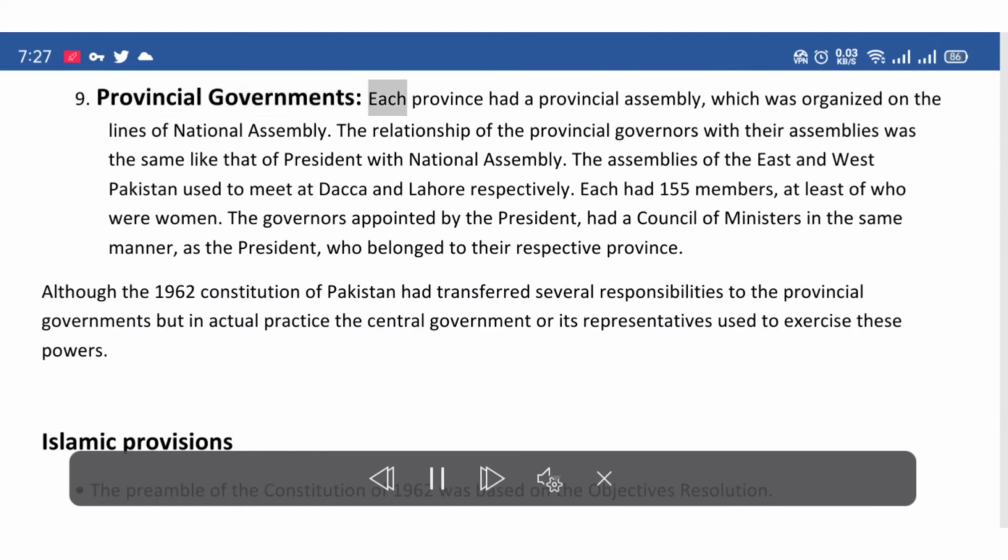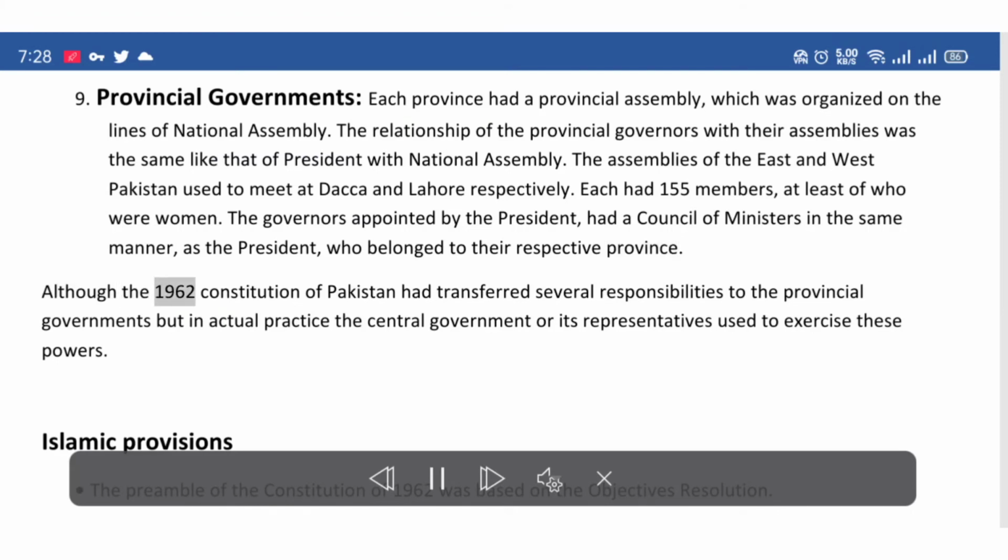Provincial governments. Each province had a provincial assembly, which was organized on the lines of the National Assembly. The relationship of the provincial governors with their assemblies was the same as that of the President with the National Assembly. The assemblies of East and West Pakistan used to meet at Dhaka and Lahore respectively. Each had 155 members, at least of whom were women. The governors appointed by the president had a council of ministers in the same manner as the president, who belonged to their respective province.